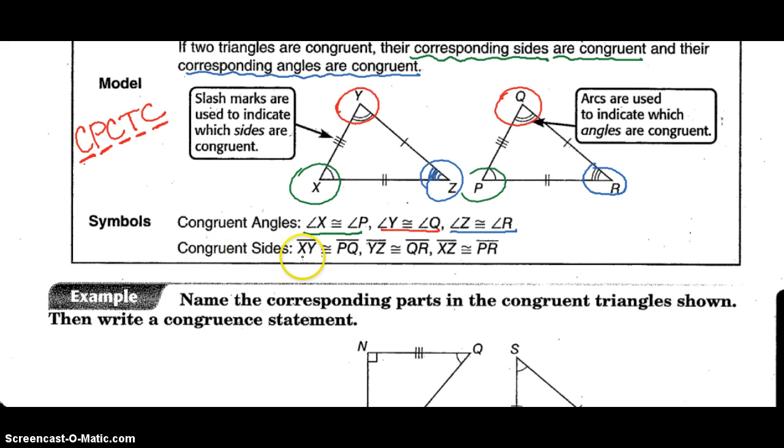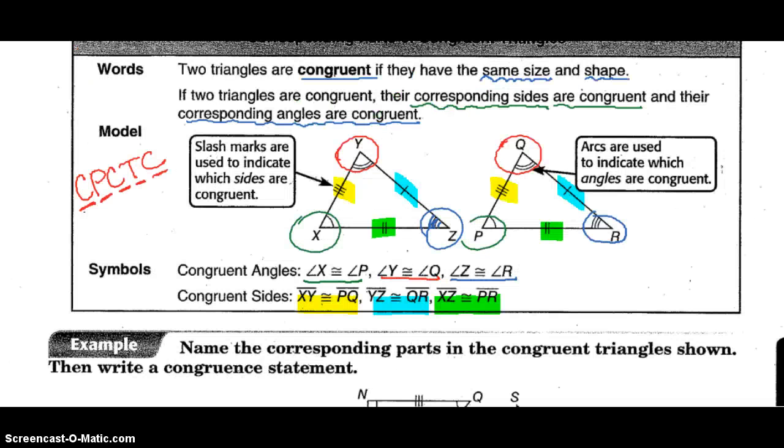Now what sides correspond? Well, XY, notice how it has the three hash marks, goes with the side with the three hash marks. So XY goes with PQ, and one hash mark goes with one hash mark. So YZ goes with QR, and the two hash marks with two hash marks. And those are your corresponding parts.